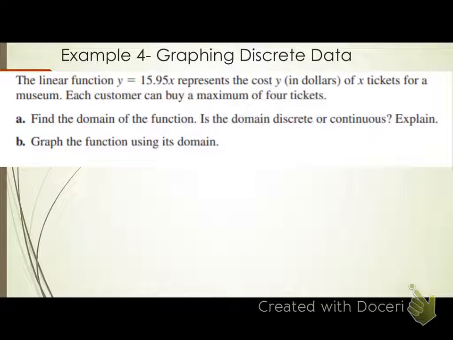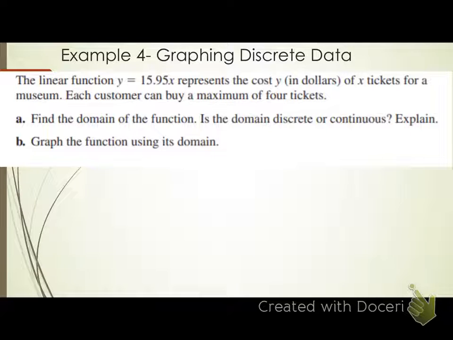Here's our first example for today. The linear function y equals 15.95x represents the cost y in dollars of x tickets for a museum. Each customer can buy a maximum of 4 tickets. Letter A wants us to find the domain of the function, and then it wants us to tell if the domain is discrete or continuous and to explain. Part B says graph the function using its domain.